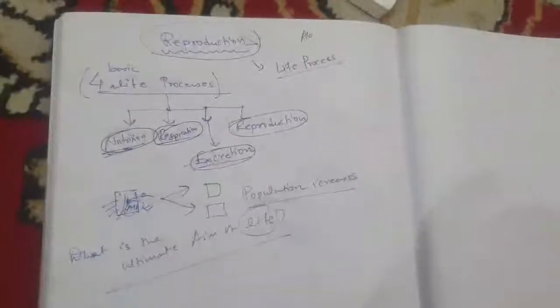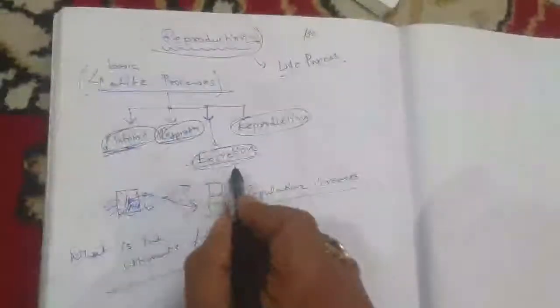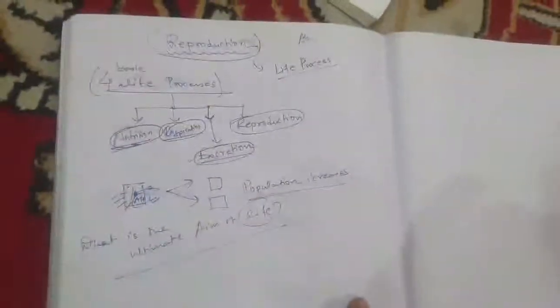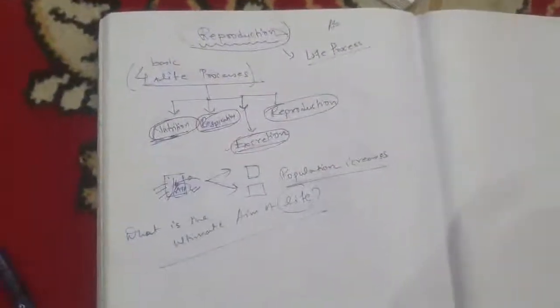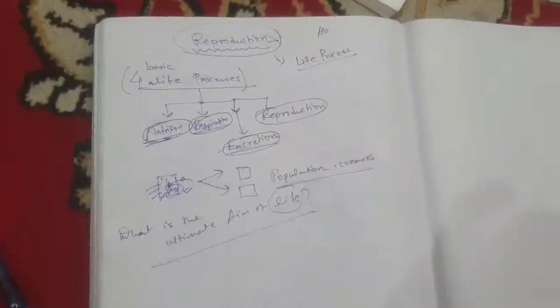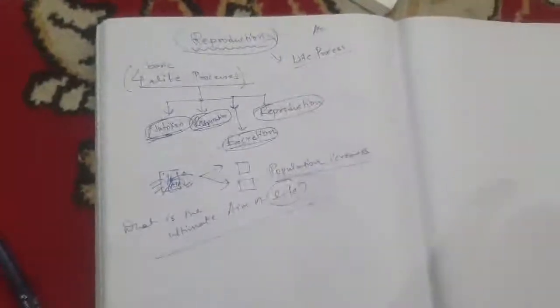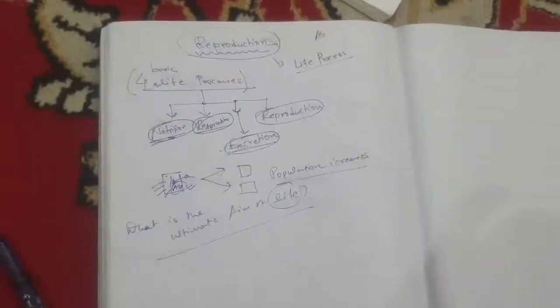Are you getting my point? The nutrition, the respiration, the excretion, and the reproduction. 4 basics. Why am I calling them 4 basic life processes? Because these life processes are done by everyone. Every organism in this universe does these life processes. Are you getting my point?